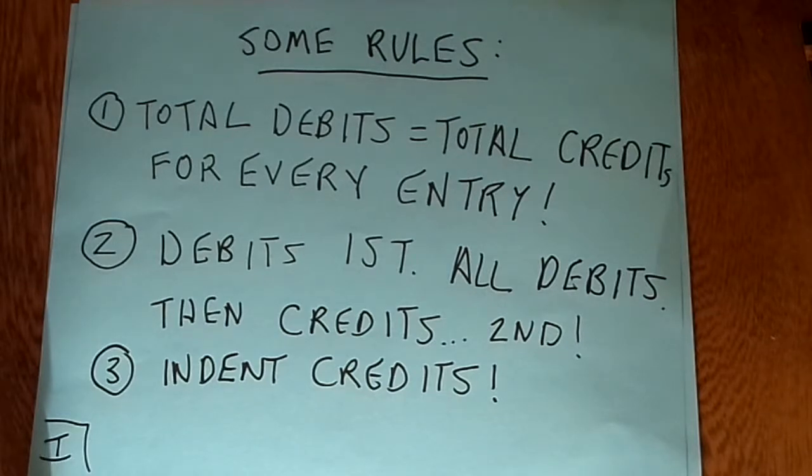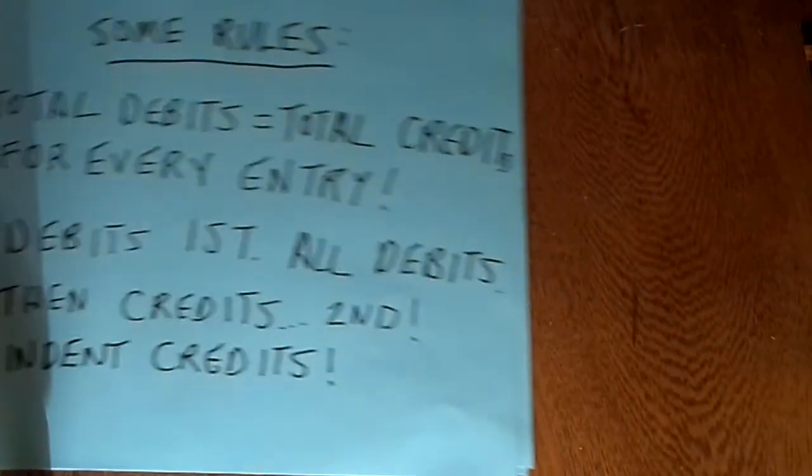The second rule we follow is that debits are always first. So among debits, we can put whatever debit we want first, whatever debit we want second, and so on. For example, I could have changed and put owner's equity first and cash second, but the debits always go first, and then the credits go. Finally, we indent credits in the general journal.